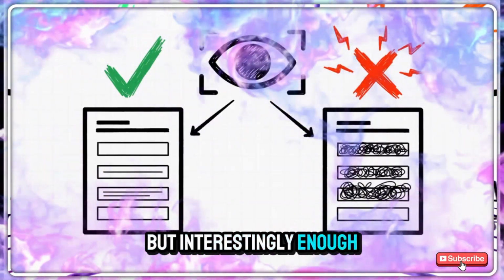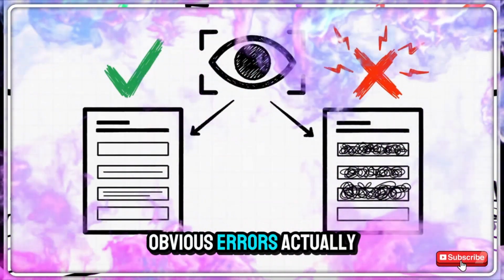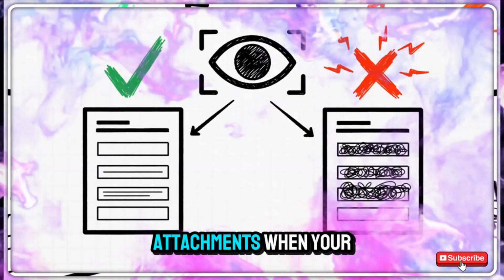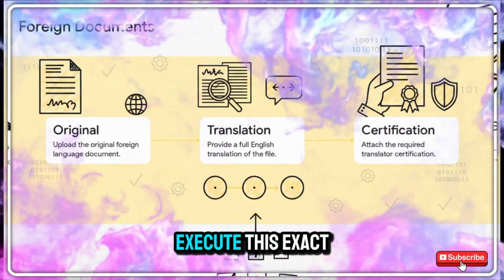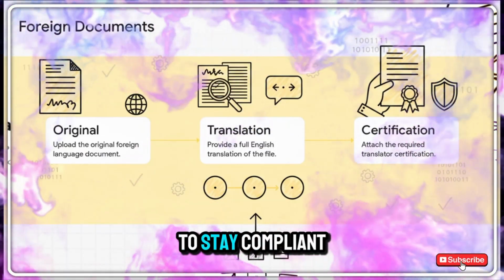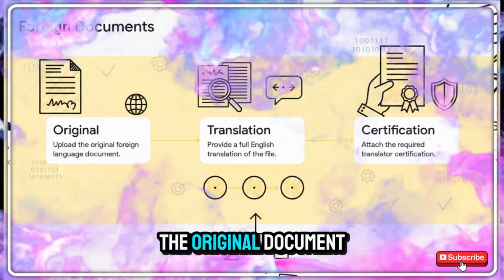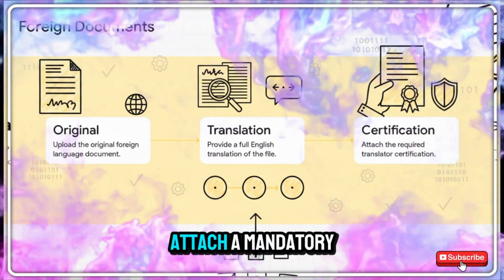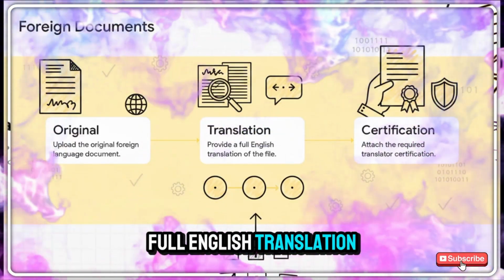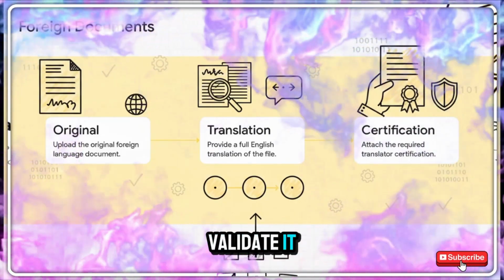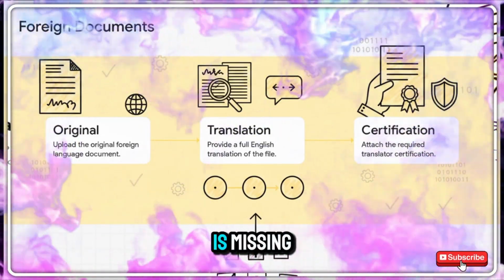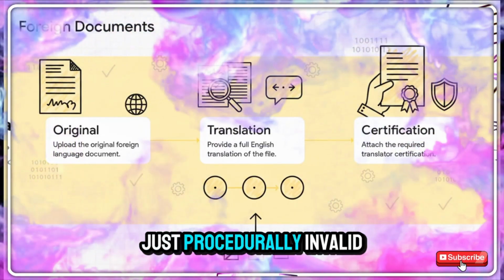But interestingly enough, the highest rate of non-obvious errors actually happens in the supporting attachments. When your supporting documents are in a foreign language, you have to execute this exact 3-step loop to stay compliant. Step 1, submit the original document. Step 2, attach a mandatory full English translation. And Step 3, attach a formal translator certification to validate it. If even one link in this 3-part chain is missing, your evidence is just procedurally invalid.